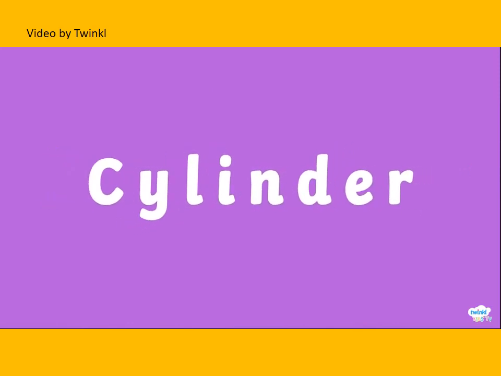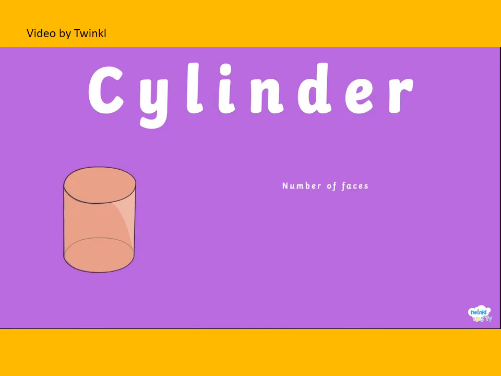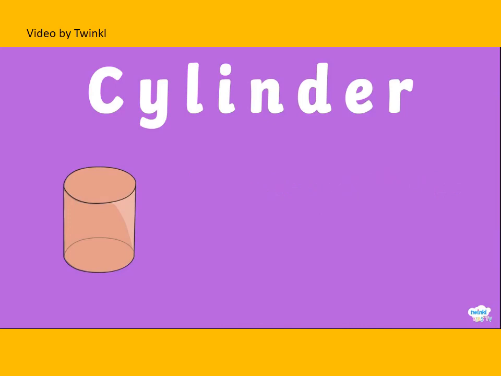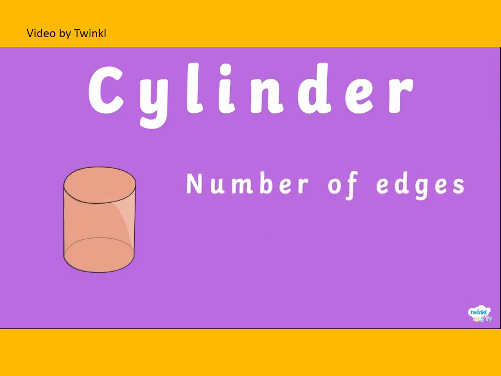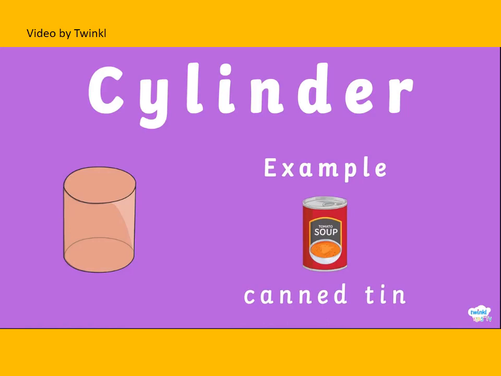A cylinder is another 3D shape. This shape has 2 flat faces, one at the top and one at the bottom, and one curved face around the shape. This shape has 2 curved edges. A baked bean tin or another type of tin is a cylinder.